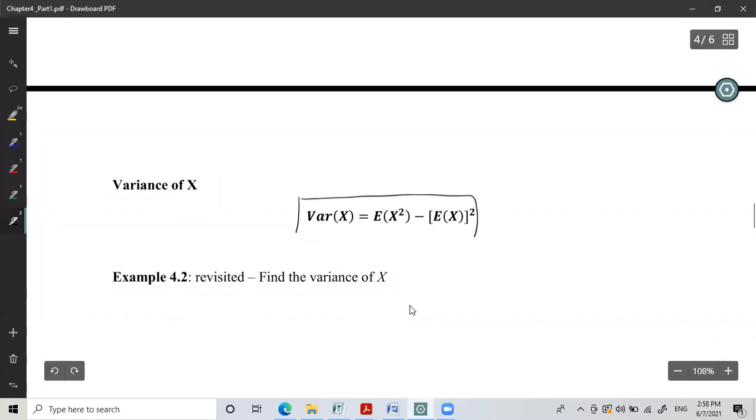These equations will be given to you in exams, so don't worry about memorizing them. Okay. So how do you find the variance? You need the expected value of x square. Okay, so now this is different.